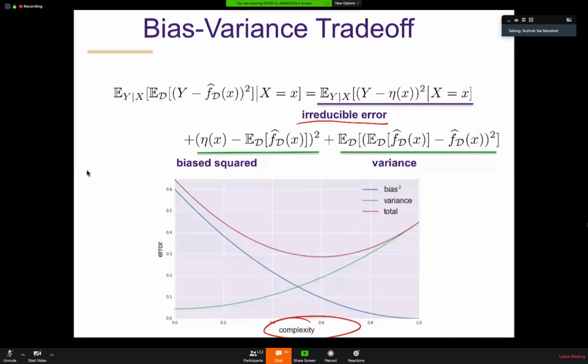Yeah, so I understand that, but I'm confused about why. What's the reason behind this counter behavior between bias and variance?